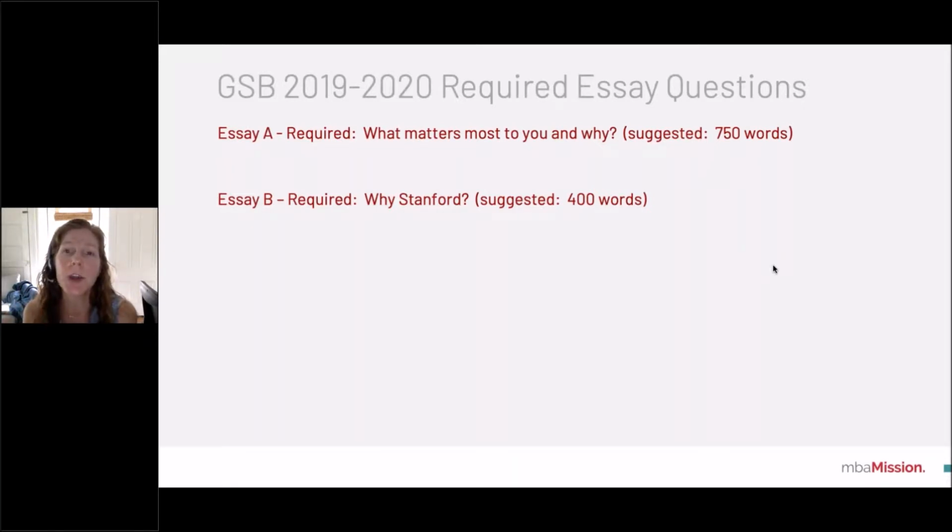The important thing to know about that word suggestion, Stanford's pretty unique. They give you 1,150 words to play with. It's up to you how you want to use them across those 2 essays. However, that's a little broad, so they give you this suggested word count to just help you as you think about how long each essay should be. Okay, so those are the questions.